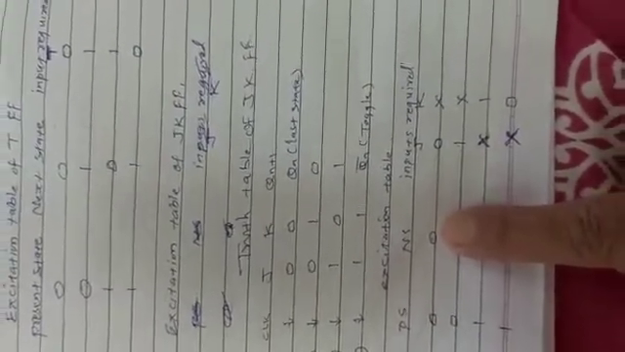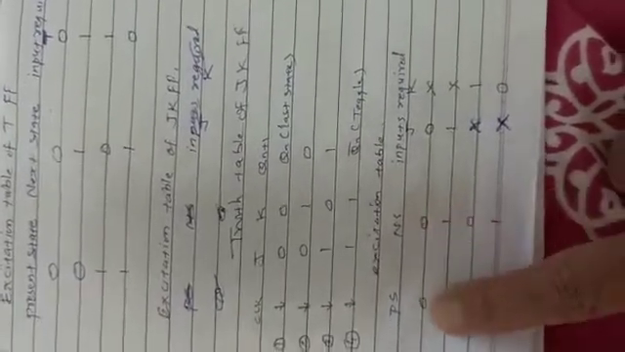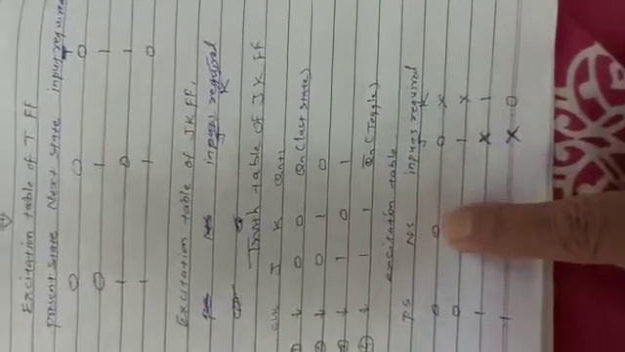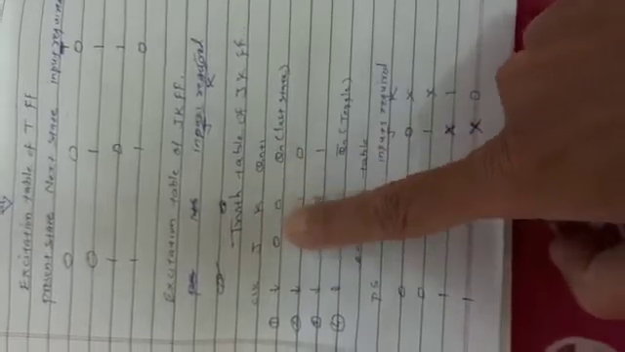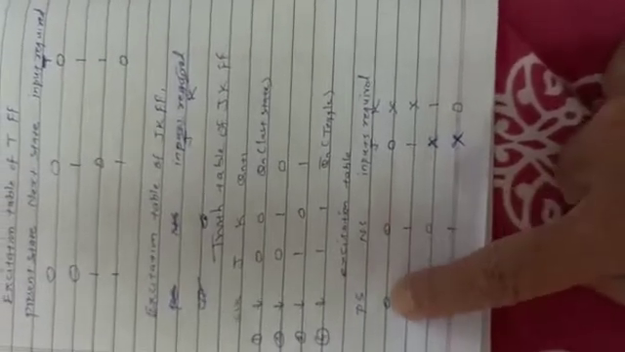Now in the excitation table, if the present state is 0 and the next state you want is 0, meaning the flip-flop is in reset condition and in the next clock cycle also you want the flip-flop to be in a reset condition, what input do you have to give? If you observe the truth table here, if inputs are 0 0, then it remains in the last state. The last state here is 0, so if inputs are 0 0, then also it will remain in the 0 state. This is one condition.